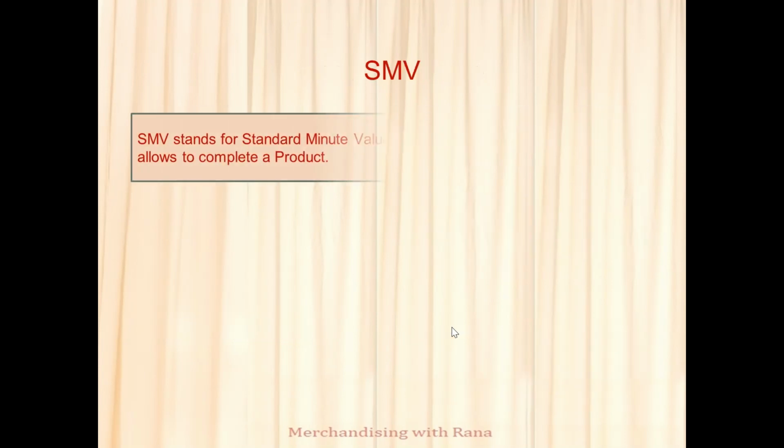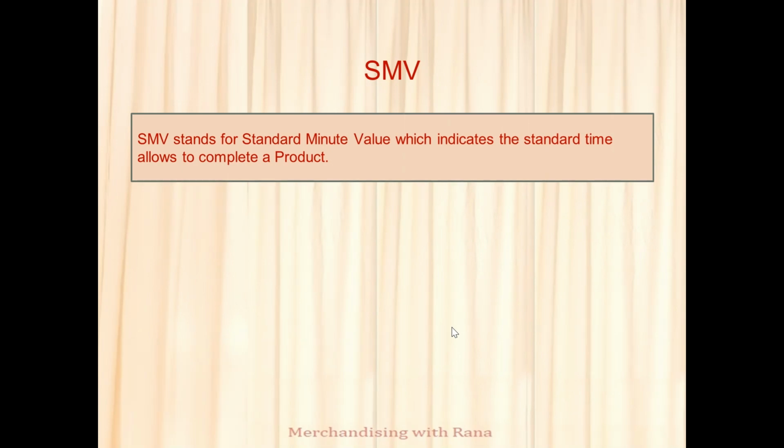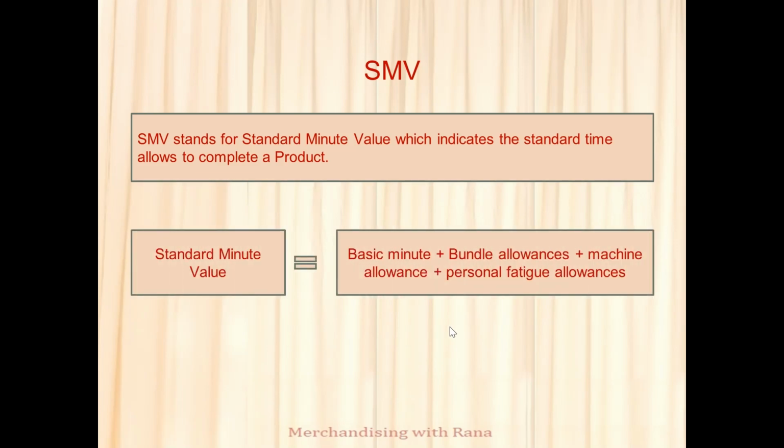SMV. What is SMV? SMV stands for standard minute value, which indicates the standard time allowed to complete a product. It is actually how much time you need to make a product. Simple. Standard minute value is equal to basic minute to make a garment plus bundle allowance, machine allowance, and personal fatigue allowance.